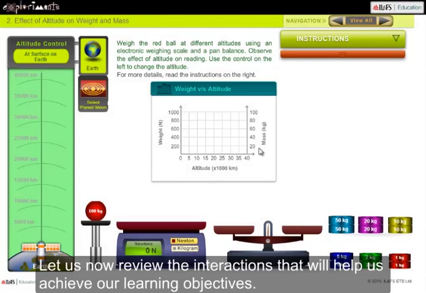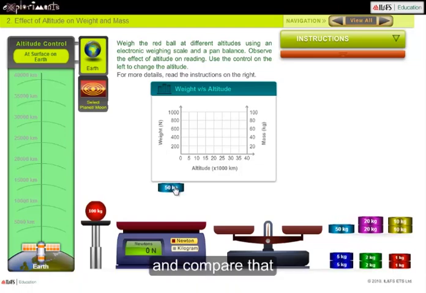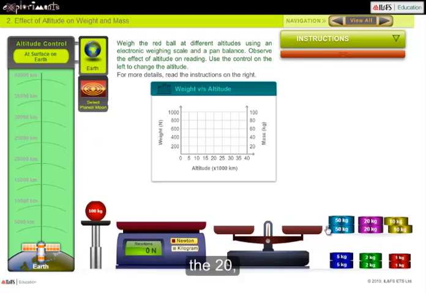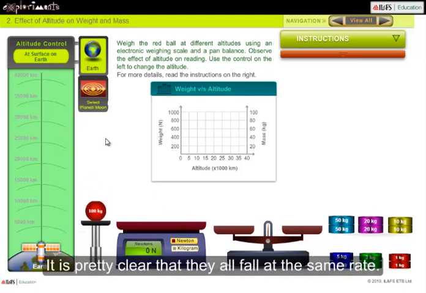Let us now review the interactions that will help us achieve our learning objectives. The masses can be picked up and dropped in order to study their free fall behaviors. Observe the free fall of the 100 kilogram mass and compare that with the free fall of the 50 kilogram, the 20 and the 10 kilogram masses. It is pretty clear that they all fall at the same rate.